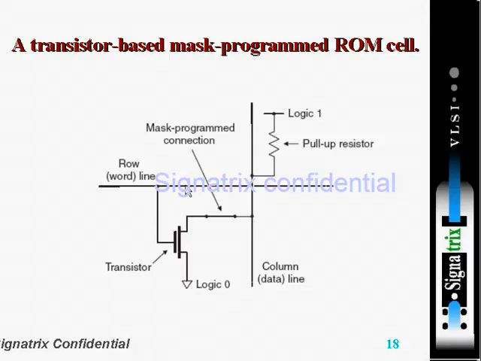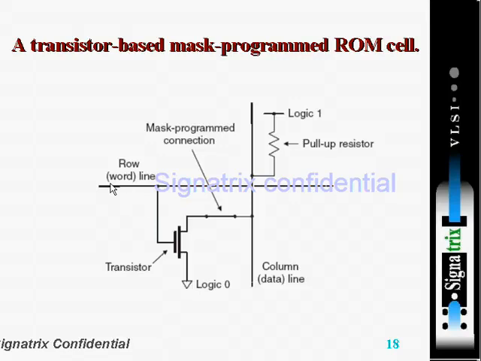So transistor based means we are using one transistor, and mask program means we are going to use one mask in order to establish this, in order to connect these 2 points. ROM means read only memory, so it is one time programmable. Once you have programmed it, you can't program it another time. So this is a mask programmable connection.